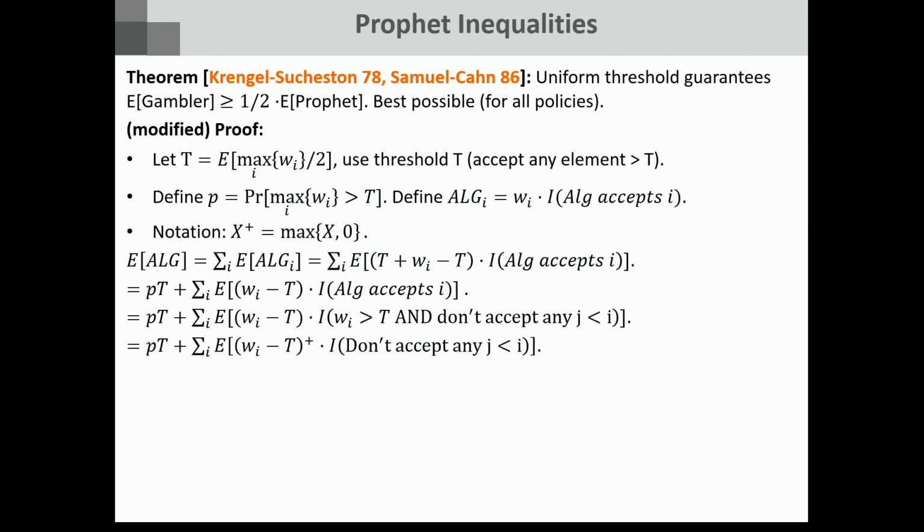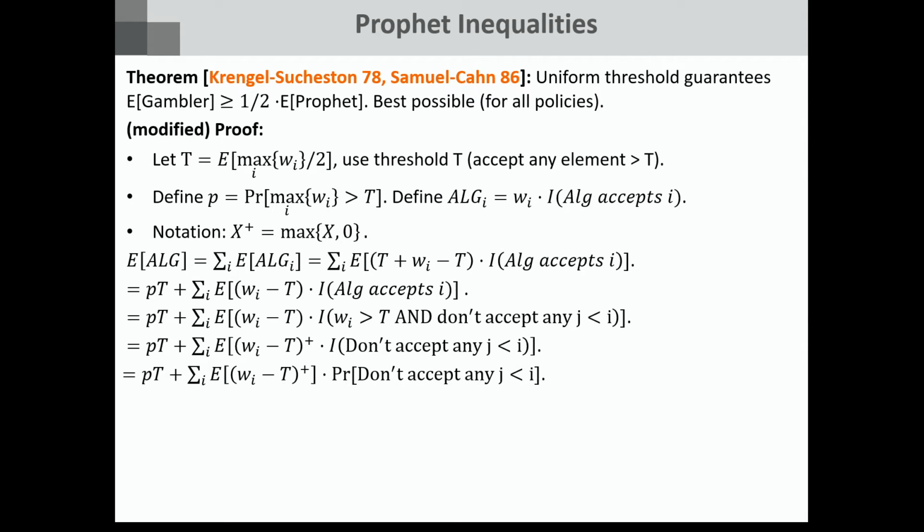Next, we're just going to observe that this indicator, that w_i is larger than t, if it's the case that this is negative, this indicator will be 0. If it's the case that this is positive, the indicator will be 1. So this indicator times w_i minus t is just (w_i minus t) plus, the max of w_i minus t and 0.